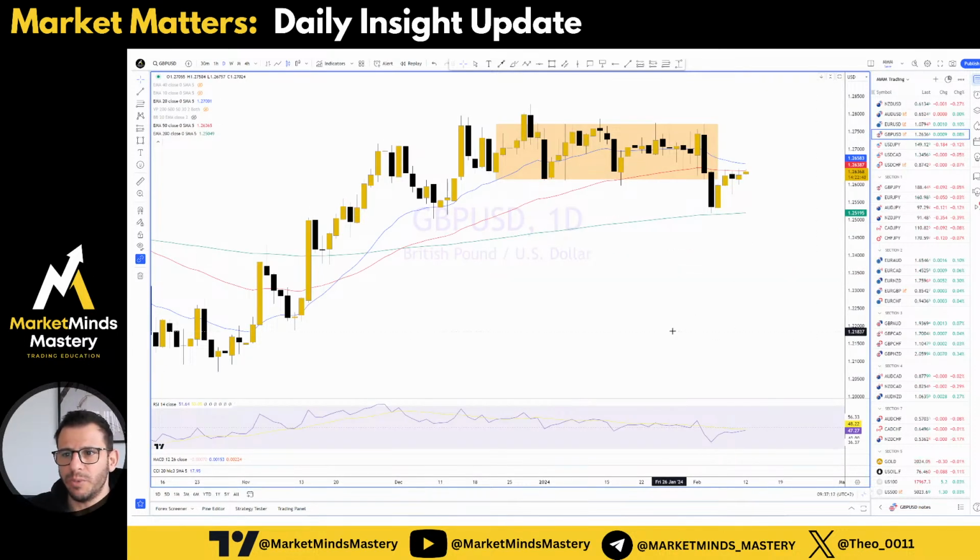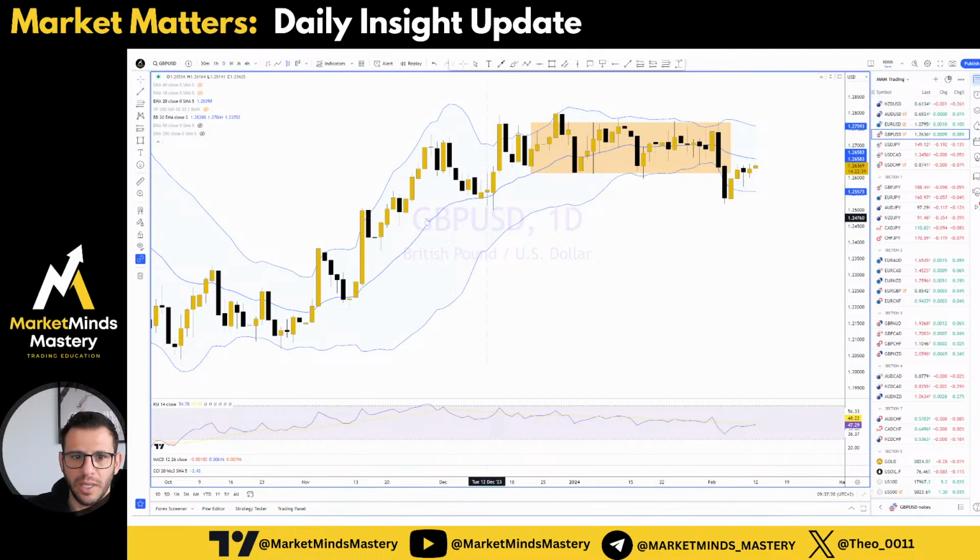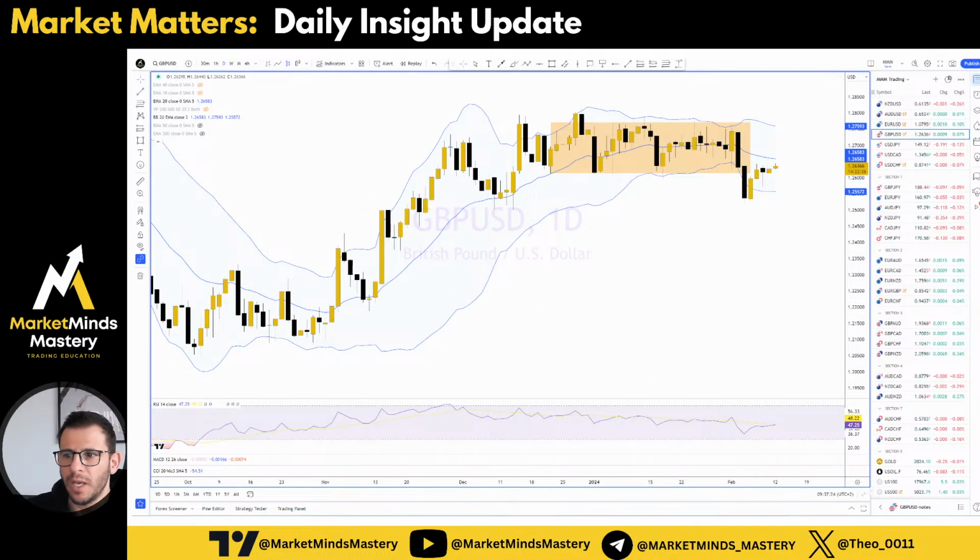Next one, Great British Pound and the US dollar. The price in this one here, it was better to capture this market with the Bollinger Band, as you can see on the screen now. Bollinger Bands are useful pretty well, not only in trending markets but also in ranging markets, because the price fluctuates perfectly most of the times within the upper and the lower band.